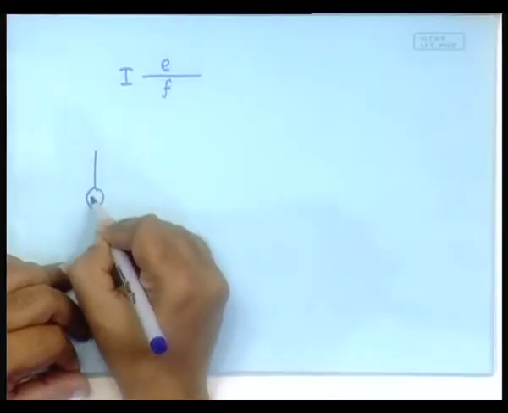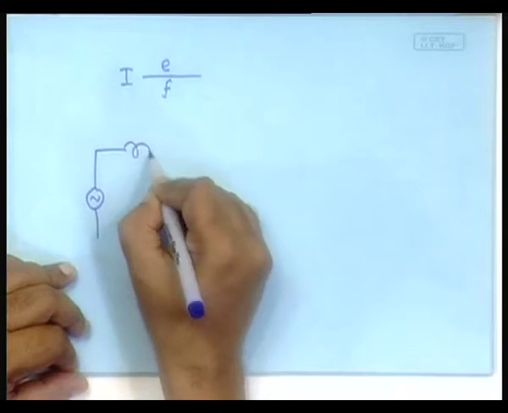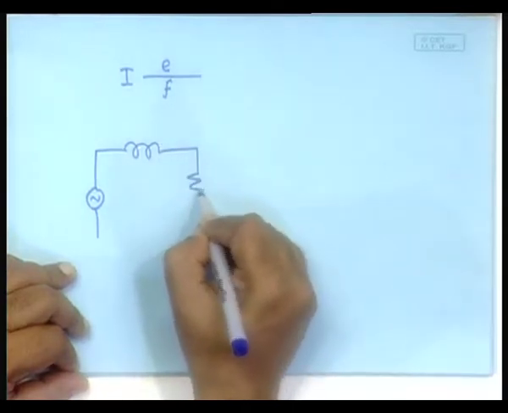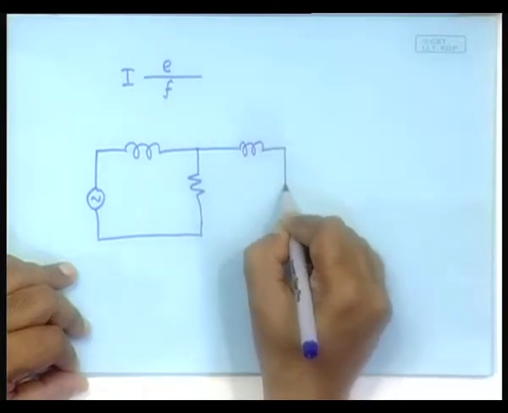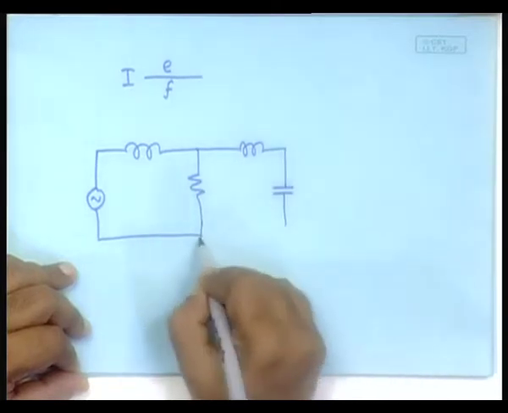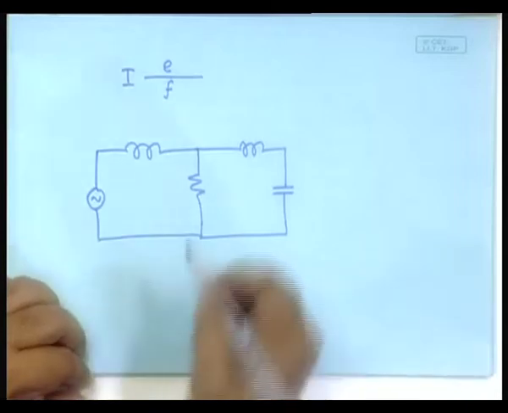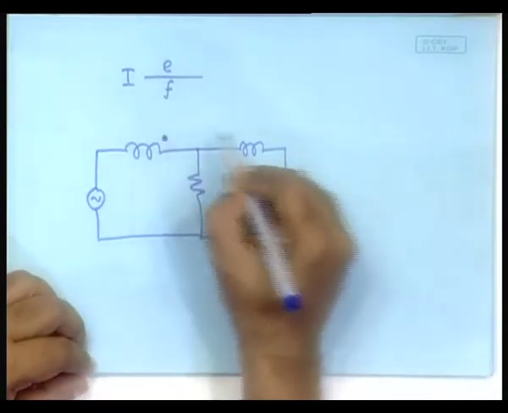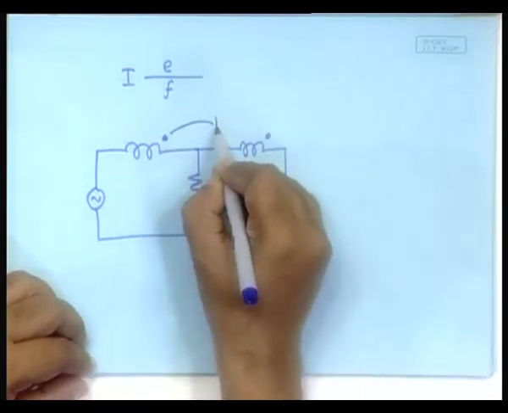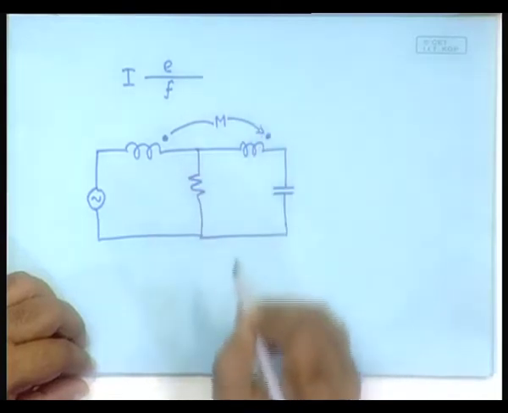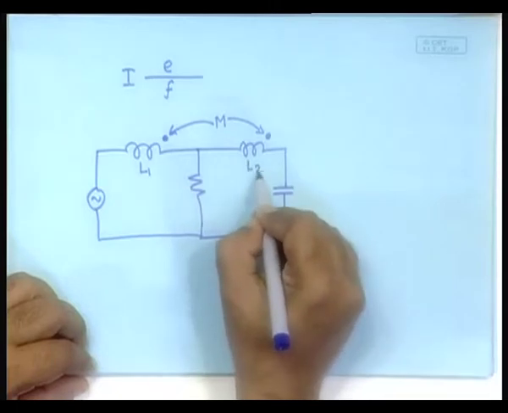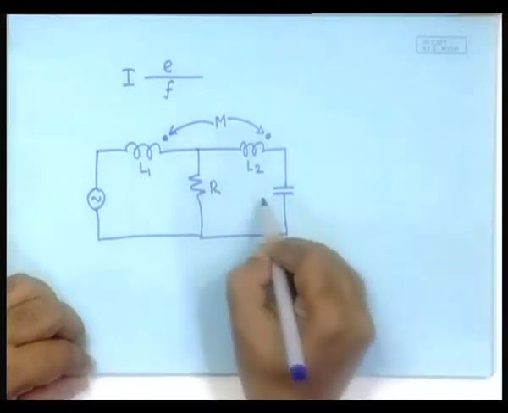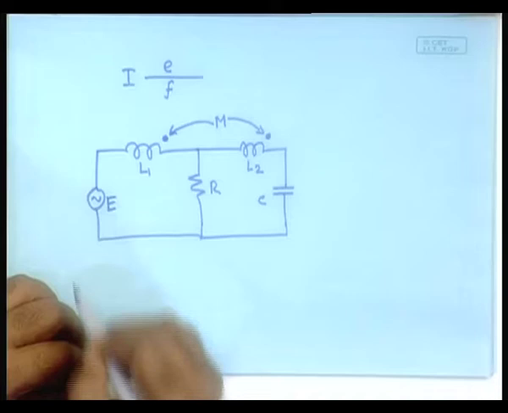Take a circuit, say you have a source and an inductor and a resistor here, and this is another inductor here, and a capacitor, and imagine that there is a coupling between these two inductors. So, this L1, this L2, R, C, E.